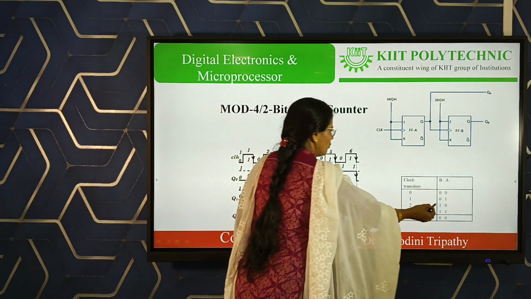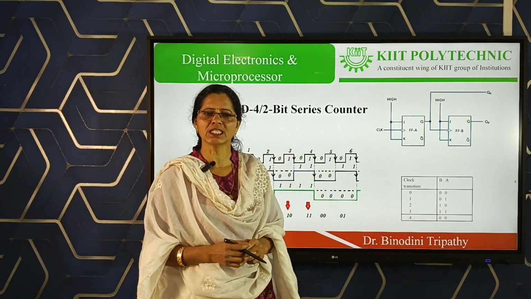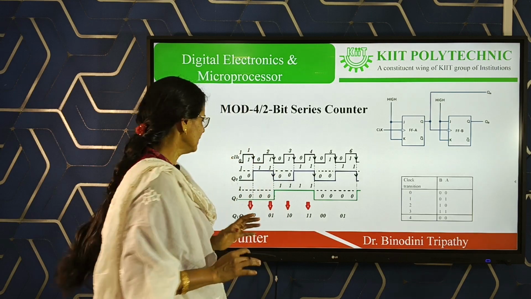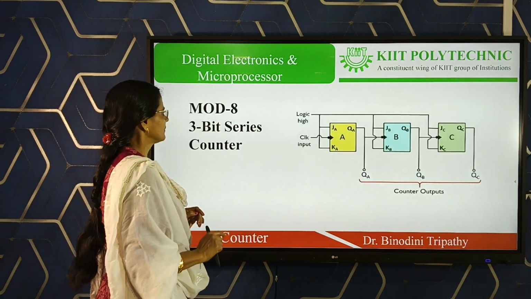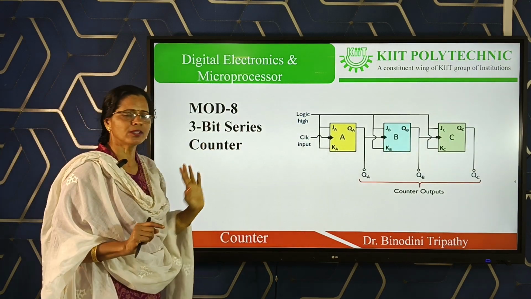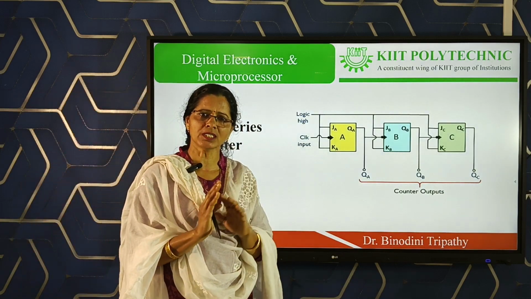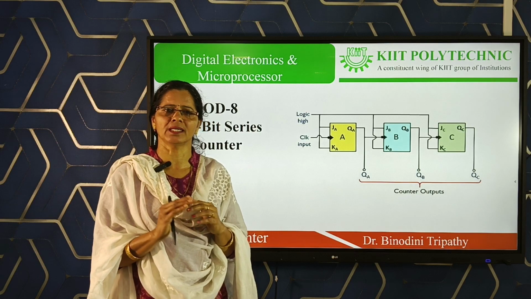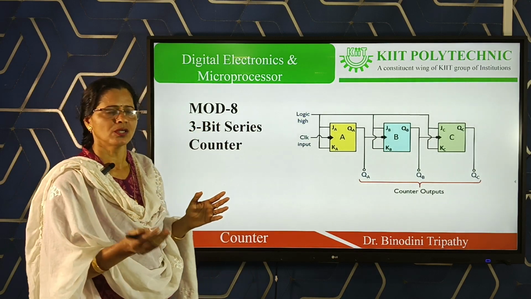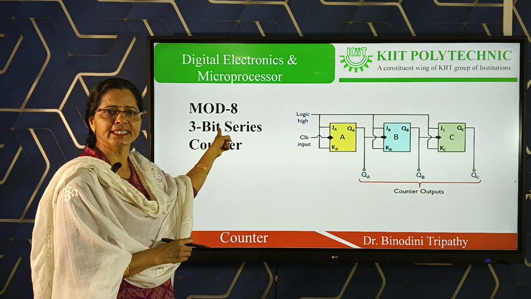So accordingly 1, 0. Your contents is 1, 0. Similarly, you can design the mod 8 or 3-bit counter. If you are clear about the first one, you can design or implement any higher order designs. You only have to know the meaning of the designation.